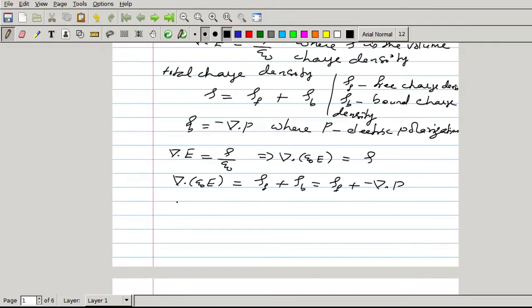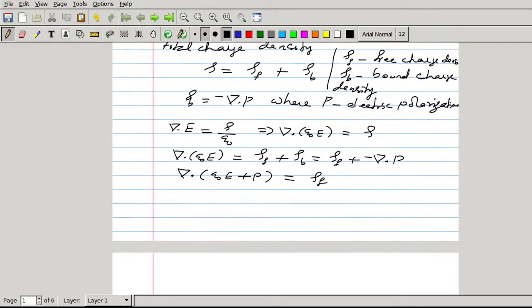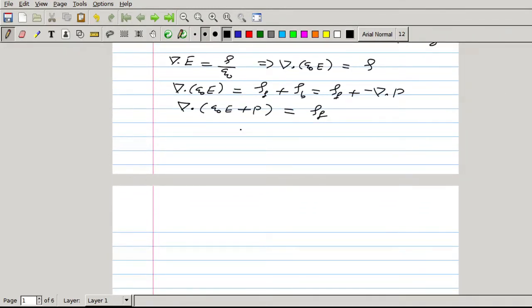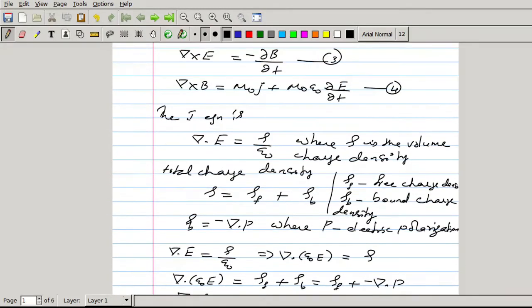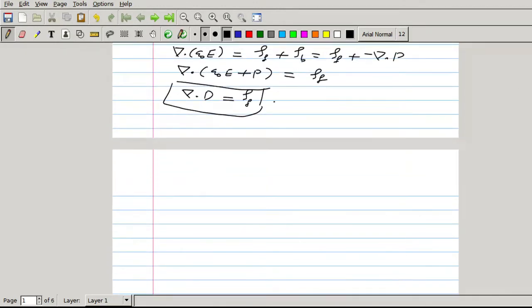Taking this term to the left hand side, it will be del dot epsilon 0 E plus P is equal to the free charge density rho F on the right hand side. This epsilon 0 E plus P is the electric displacement, so we can write it as del dot D is equal to rho F. This is equation number 5, the modified Maxwell equation.